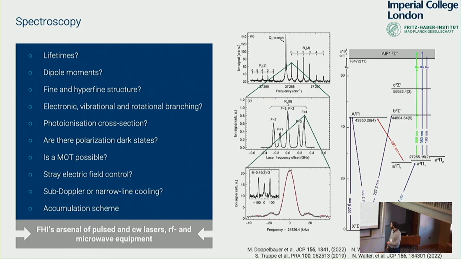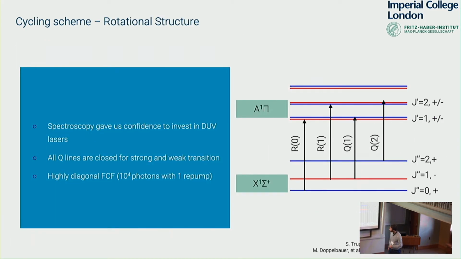And then we could zoom in further and drive lambda doublet transitions in the triplet pi manifold and determine the hyperfine structure with kilohertz accuracy. That allowed us to establish AlF as one of the best characterized diatomic molecules, and it's now being used to benchmark quantum chemistry calculations as well. There are many more spectra, but I promise that's the only one I'm going to show you. So this gave us confidence that we can invest in these deep UV laser systems and actually build and implement an optical cycling scheme.